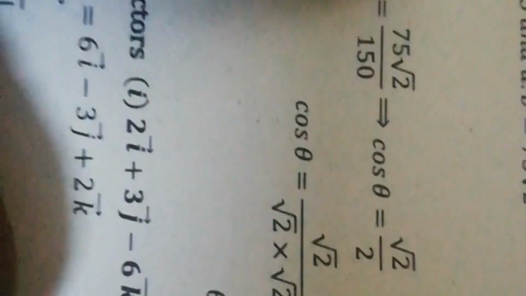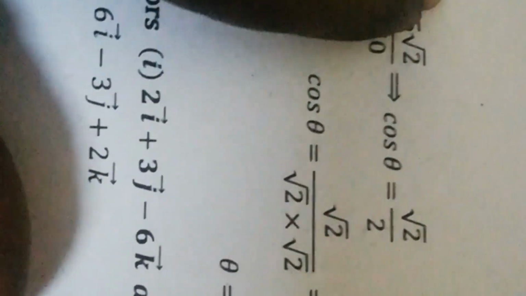Okay, the next problem. If A and B are two vectors such that modulus of A, modulus of B, and A dot B are given, find the angle between A vector and B vector. What is the formula? Cos theta is equal to A dot B divided by modulus of A, modulus of B.